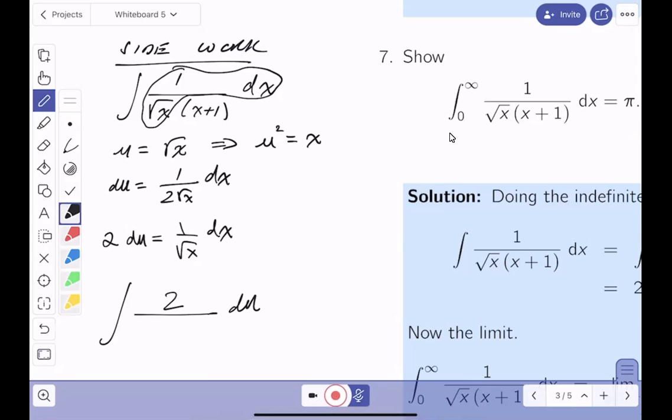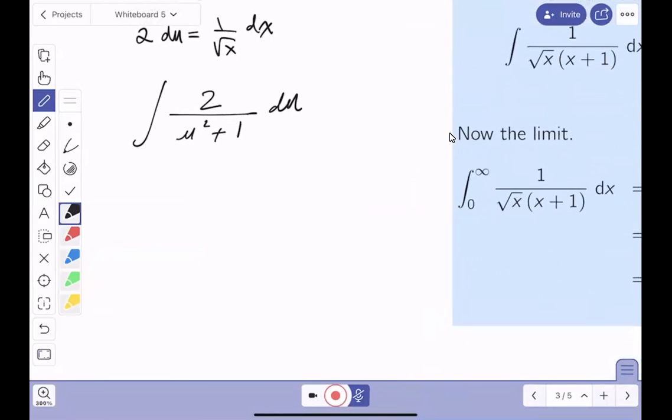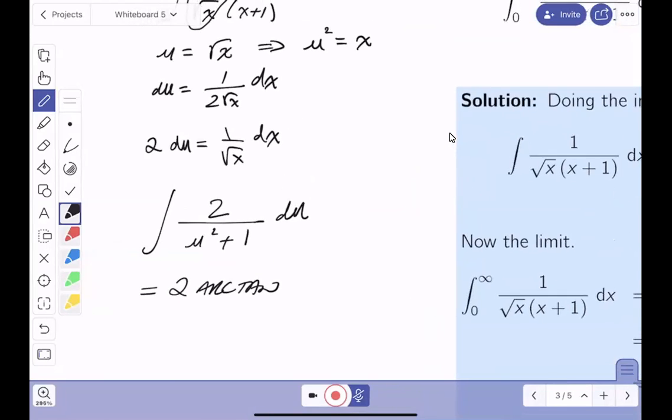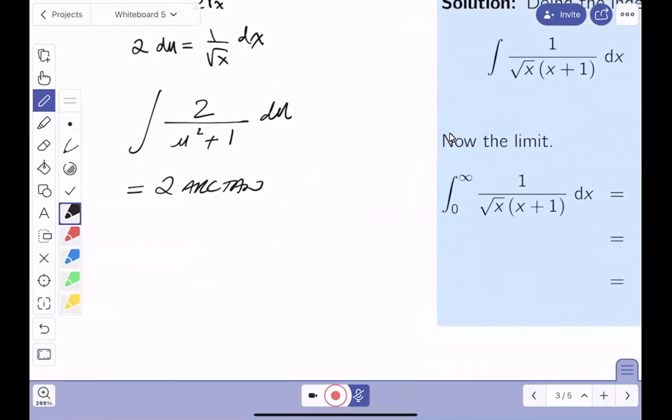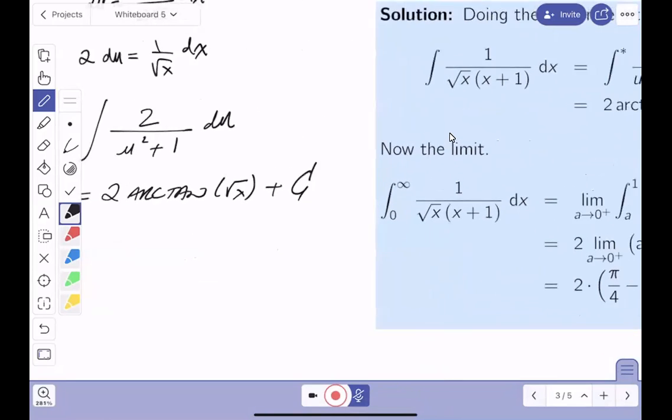And then they got this x plus 1 in the bottom, and that's going to be u squared plus 1. And I think I can do that. I'll tell you why. It's one I can recognize. So really this thing's going to be equal to 2 arctan of, what's u? It's root x, plus c. So I can definitely do the antiderivative, and I'm glad for that.